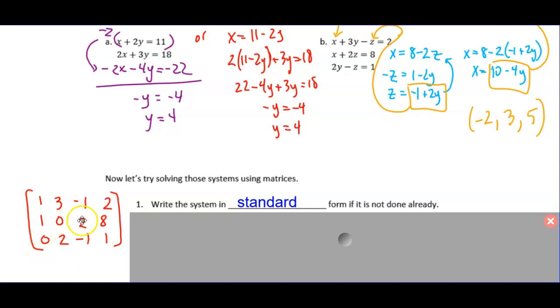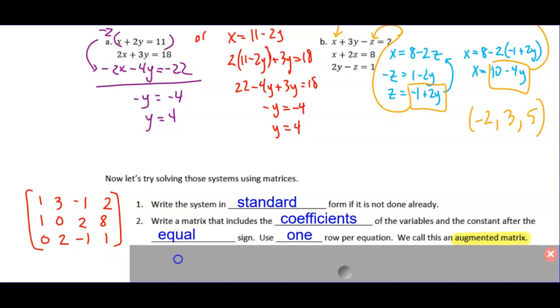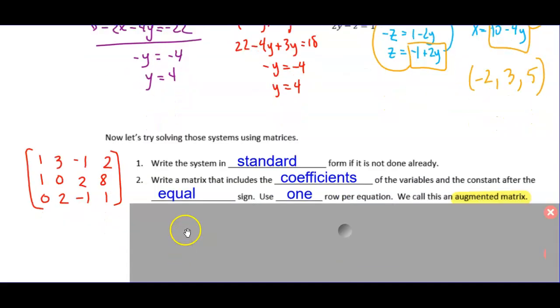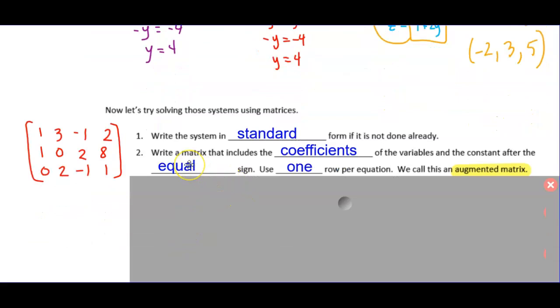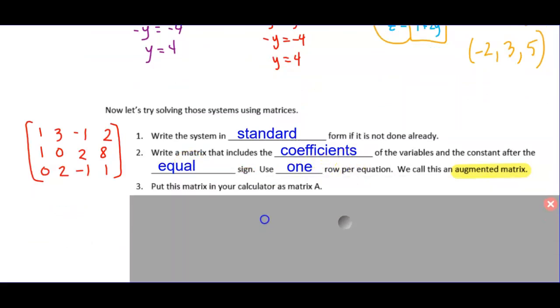Second column is for the y's. Third column is for the z's. Fourth column is for the constants. So we're going to write a matrix that includes those coefficients and the constants after the equal sign. It is 1 row per equation. That's called an augmented matrix.